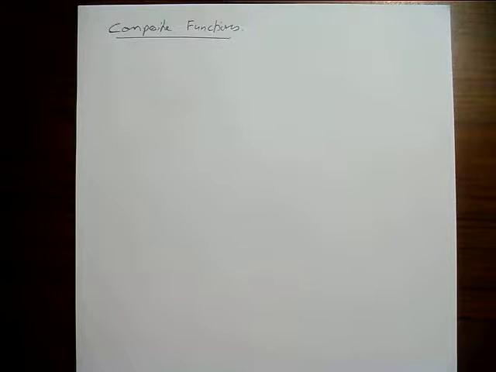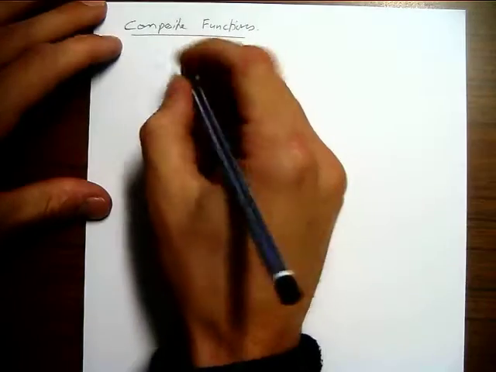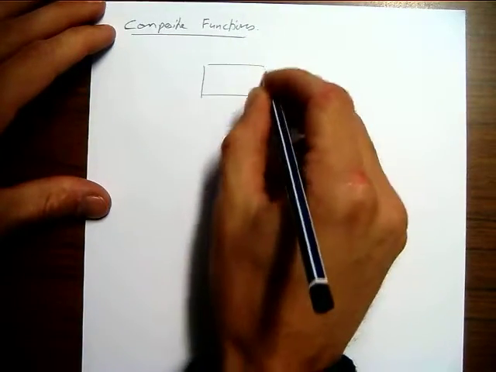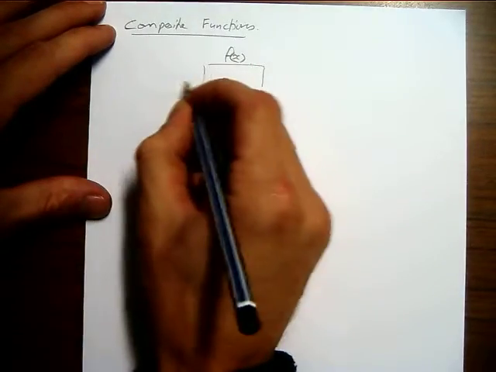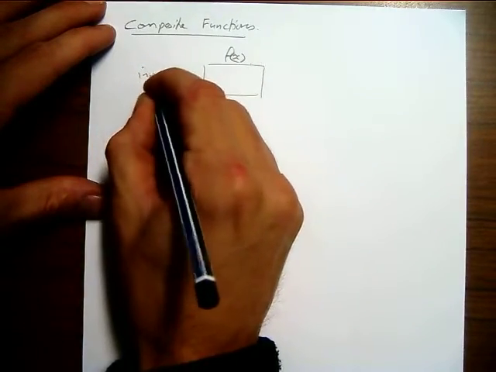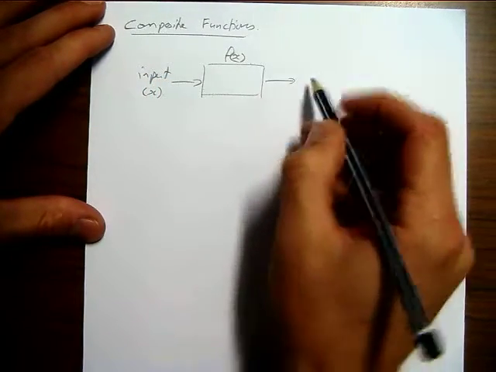Alright, so today we are looking at composite functions. Before we get stuck into that, let's just remind ourselves of what a function is. What's the whole idea around a function? I put something in and I get something out. So I have a function, this is f of x, and I have an input, and usually that input is x, and I get an output.